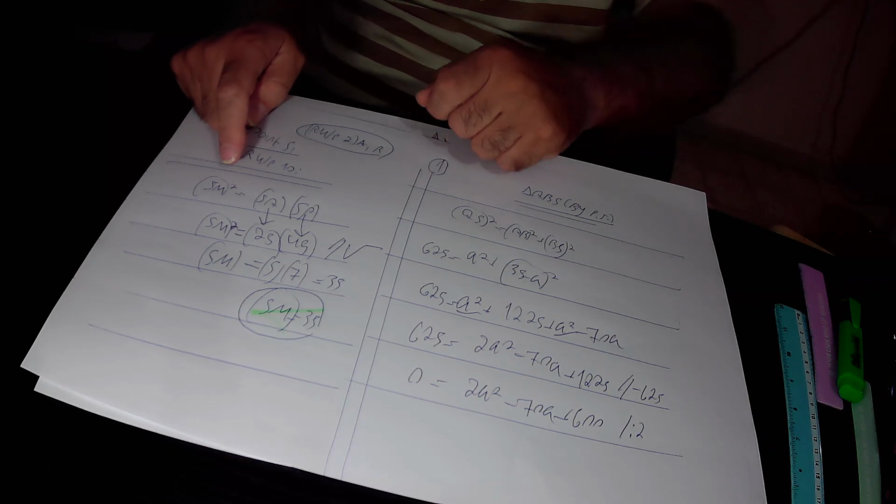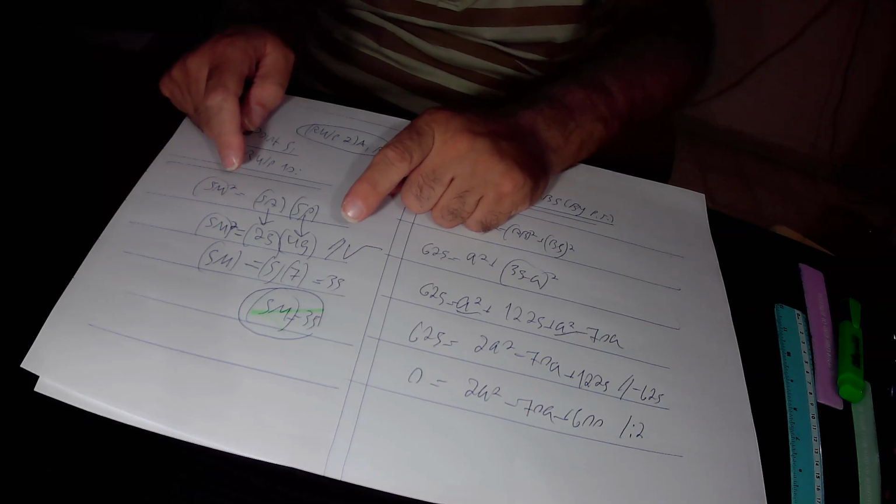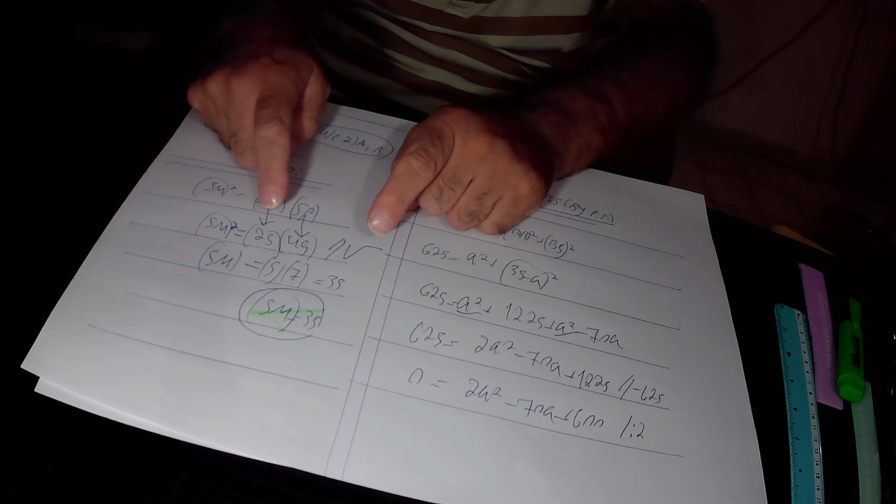Here we take the square root of this equation, and we find that SM equals the square root of 25, that is 5, times the square root of 49, that is 7. So in total, SM equals 5 times 7, that is 35.